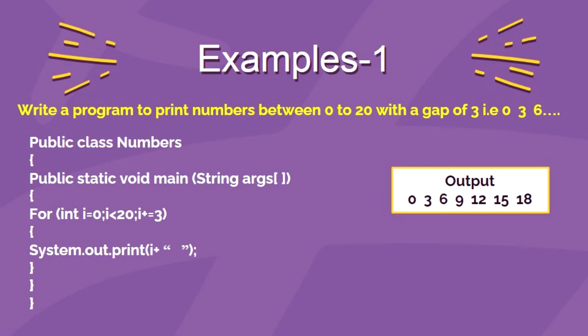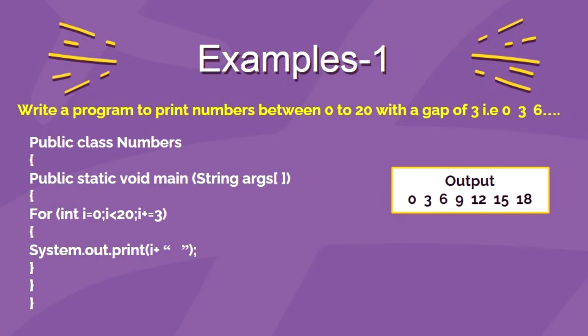Then i += 3. So i += 3 is the increment operator. It has to increment each time by 3. In the question it was 0, 3, 6. So you can see in the output 0, 3, 6, 9, 12, 15 and 18. The next one would become 21, the condition will not be satisfied and it will terminate the loop, and it will print till 18 only.